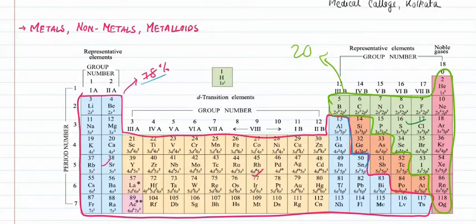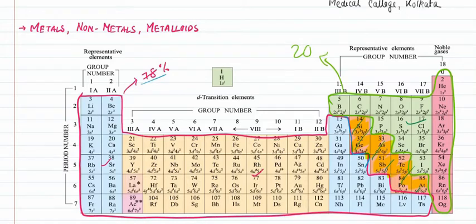Now there is no sharp line between these. Actually there are elements which are in between metals and non-metals. They are known as semi-metals or metalloids. These are silicon, germanium, arsenic, tellurium and so on. They have properties in between metals and non-metals, and they are present between the metals and non-metals in the periodic table. So they are known as metalloids or semi-metals.